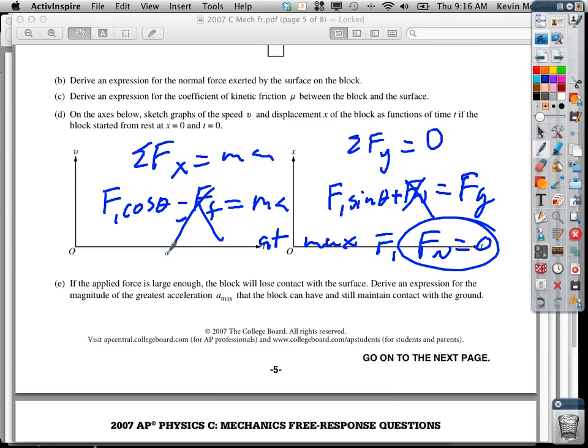So then, the greatest acceleration. But it still has to maintain contact with the ground. Yeah, it's just there's no force. So, wow, that's interesting. F1 cosine theta is equal to ma. So a is F1 cosine theta over m. That's the answer? Intriguing. Well, they said for A, right?